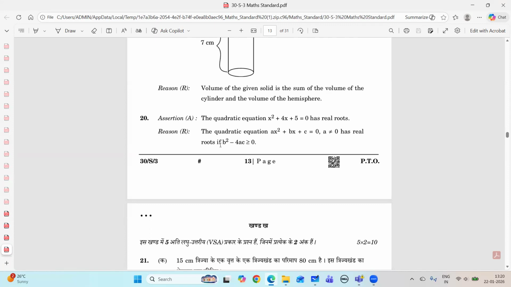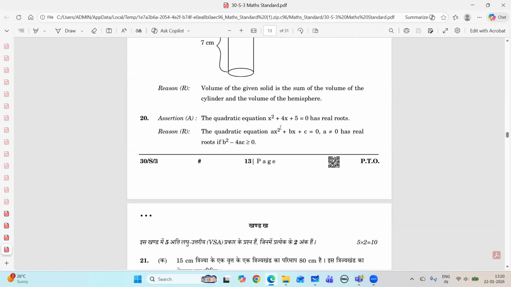This is a quadratic equation, which means a is not equal to 0. And for this, the discriminant is b square minus 4ac. When the discriminant is non-negative, the quadratic equation will have real roots. So the reason is correct. How about the assertion? In the assertion, we are given a quadratic equation, and we have to calculate the discriminant. Comparing with ax square plus bx plus c, a is 1, b is 4, c is 5.